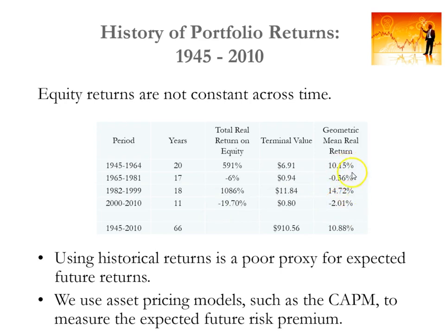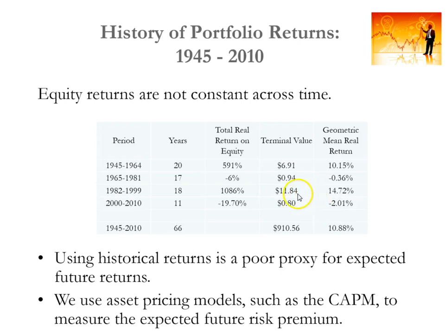So we can see here that if at any one point in time you're using the past to try to explain future returns, the past isn't really indicative. You can't just extrapolate forward what's happened previously. So historical returns are quite a poor proxy for expected future returns.